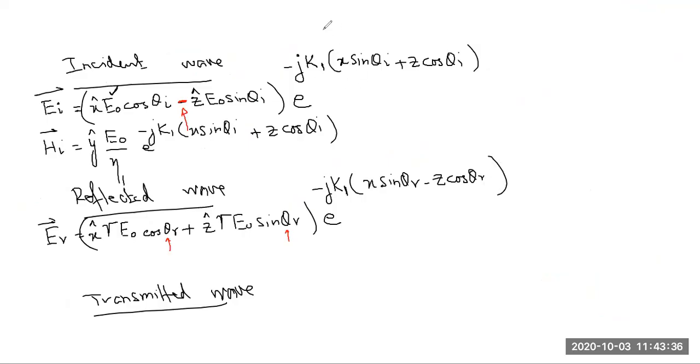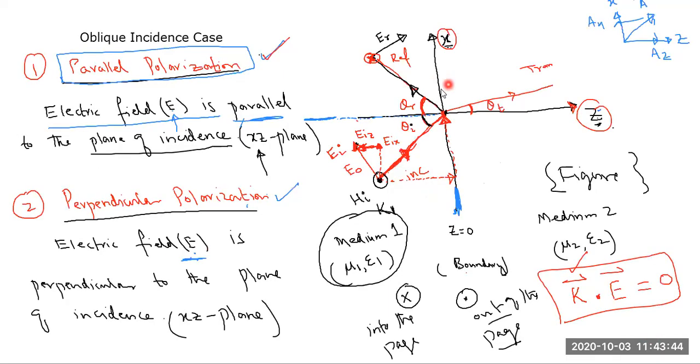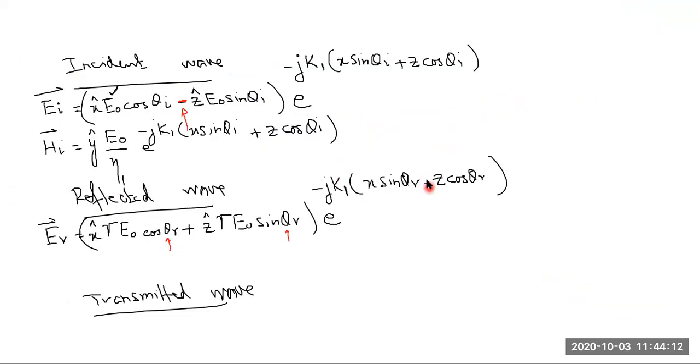Now, why do we have plus over here and minus over here? You don't need to remember this again. In this figure, you can see the reflected wave is traveling like this, so it has an x component. If I resolve this vector, it will have a positive x component and a negative z component. This is the positive z-axis, so this component points in the minus z direction. That is why we have minus y.